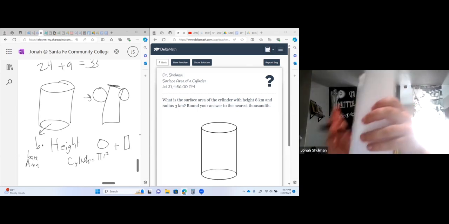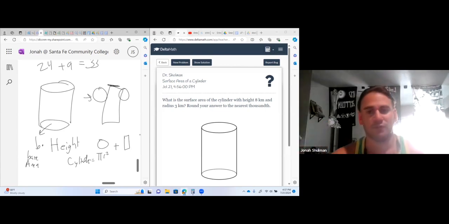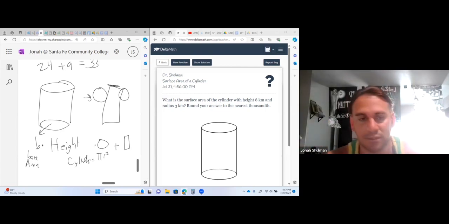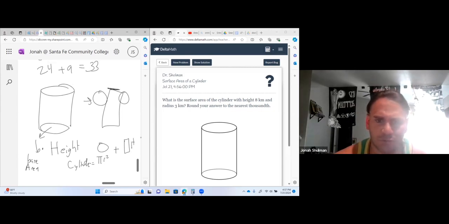Cylinder: circle top, circle bottom, rectangle. So we really have to think about what's the best way to figure out this formula, right? But we already know one part of this is the height. We already have the height. And now all we need is the circumference, because the circumference is the distance around it. So if we take the distance around it and multiply it by the height, we have the rectangle.